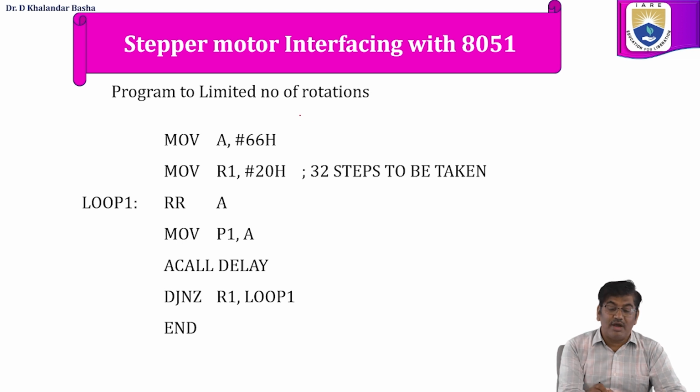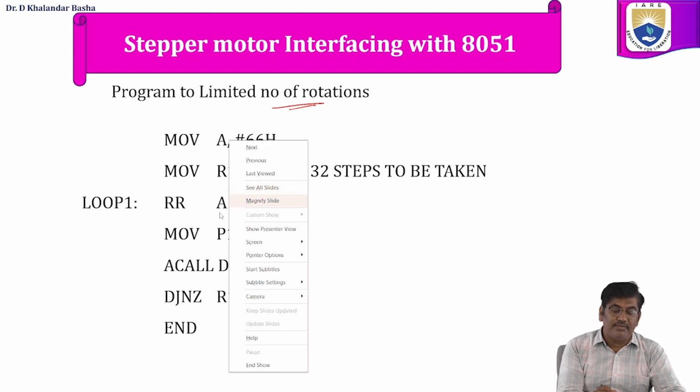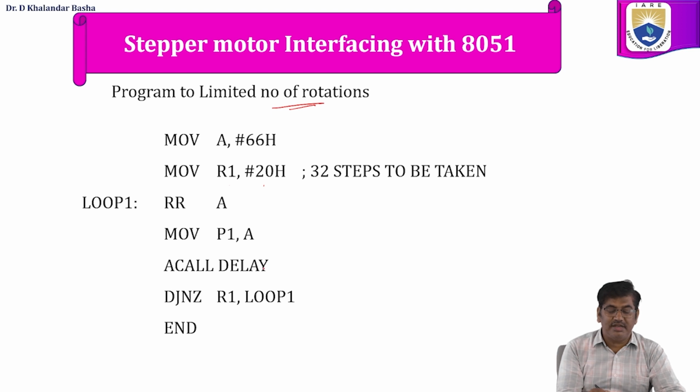Next, if you want to limit how many rotations we want, we are going to load the number of rotations required into R1. After every pulse is sent, we are going to decrement R1. In the previous program, this instruction was not there, so it was going to generate an infinite flow. So to limit the number of rotations, the value we require is loaded into R1. After each pulse, the R1 count will be decremented. If it is non-zero, go to loop 1 for the next iteration.